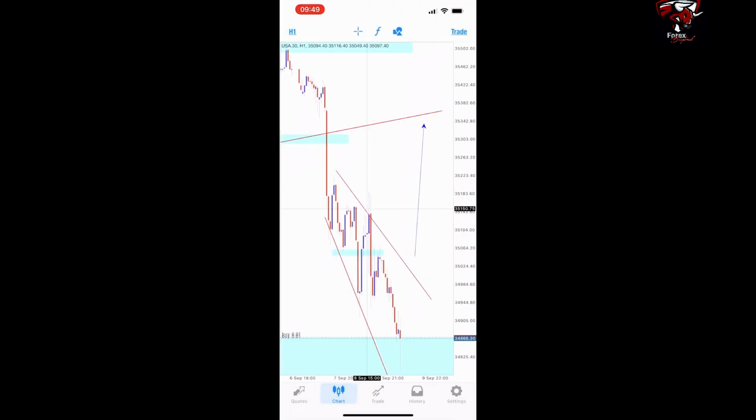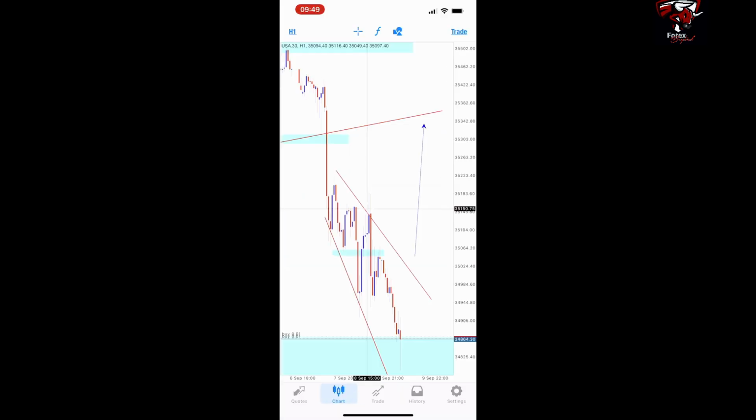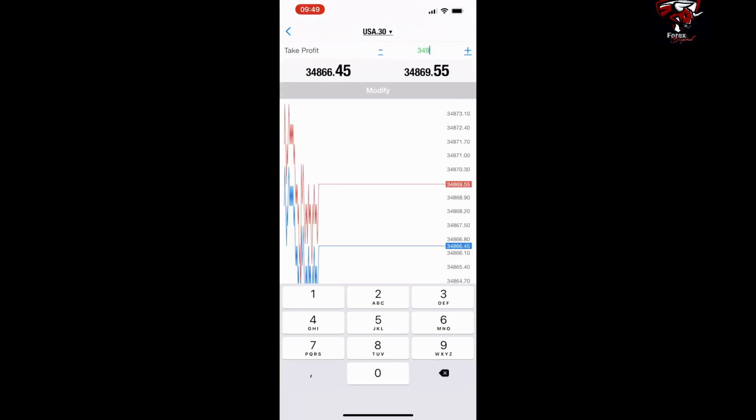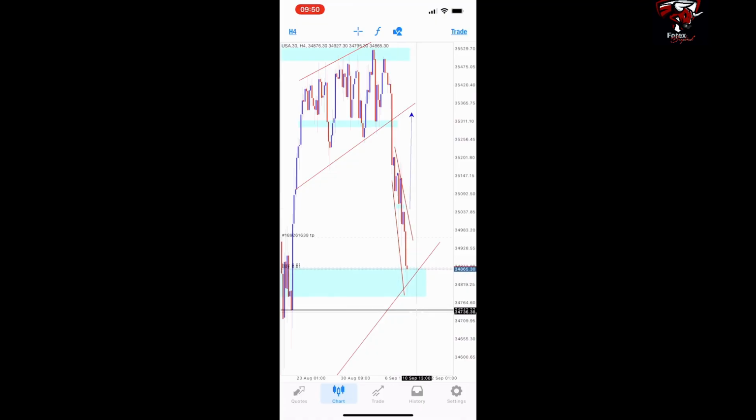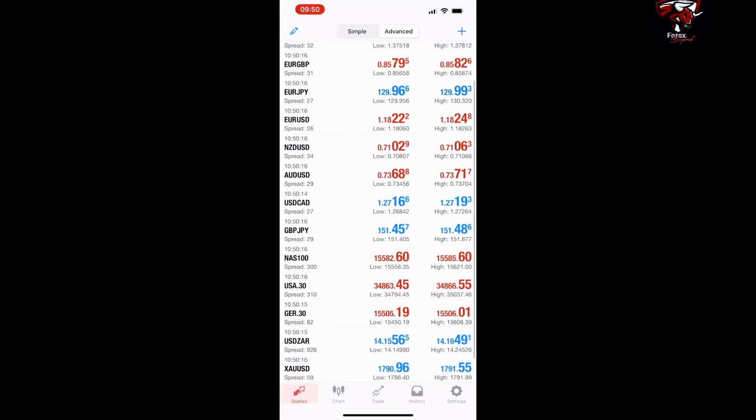As you can see, I'm actually entering my buys now. US30 looks ready for bullish movements, guys, and right now I'm actually trying to place my stop loss and take profits because I won't be available to basically monitor my trades. And that's all for US30, guys.